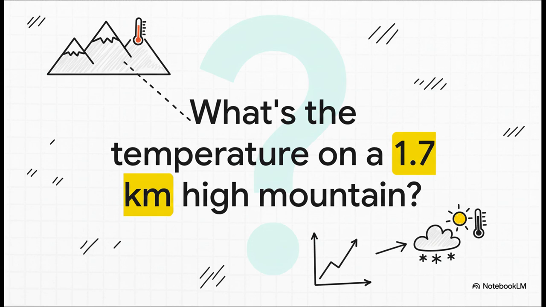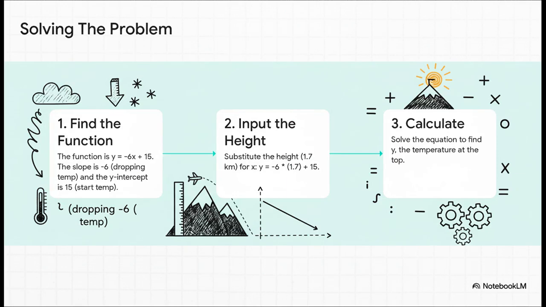So here's our challenge. Can we use our new math skills to figure out the temperature at the top of a mountain that's 1.7 kilometers high? You bet we can. Let's do it together. Okay, let's break it down. First, we have to build our function, our y = ax + b. So, what's our starting point, our b? That's the 15 degrees. And what's our steady change, our slope, a? Well, the temperature drops 6 degrees, so our slope is -6. That gives us the equation y = -6x + 15.